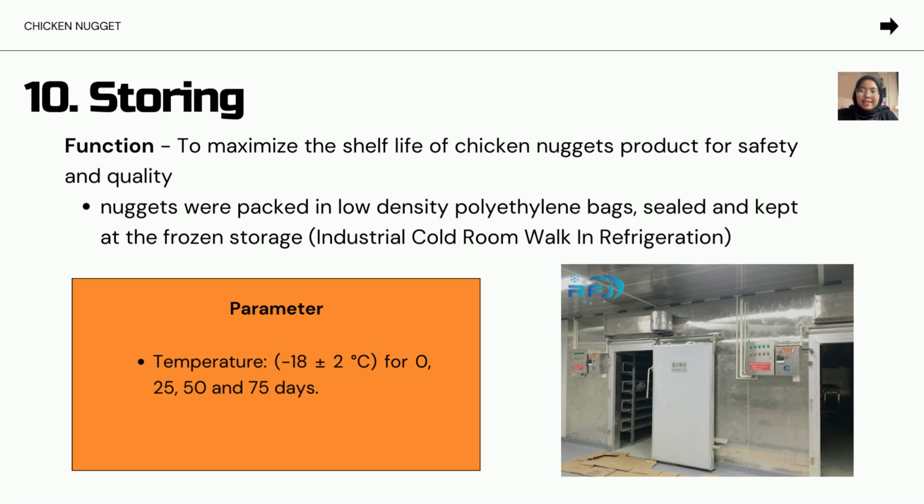So lastly is the storing process. The function is to maximize the shelf life of the chicken nuggets product for safety and quality. Nuggets were packed in low density polyethylene bags, sealed and kept in frozen storage, which is an industrial cool room walk-in refrigeration. So the parameter for that instrument for temperature is about -18 plus or minus 2 Celsius for 0, 25, 50 and 75 days.